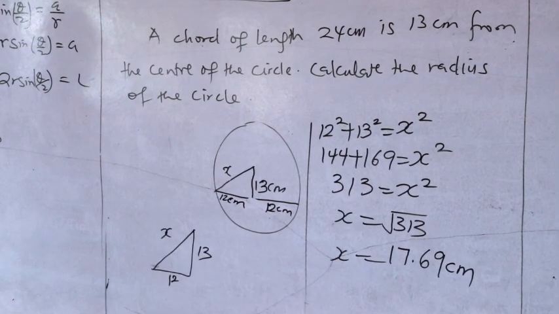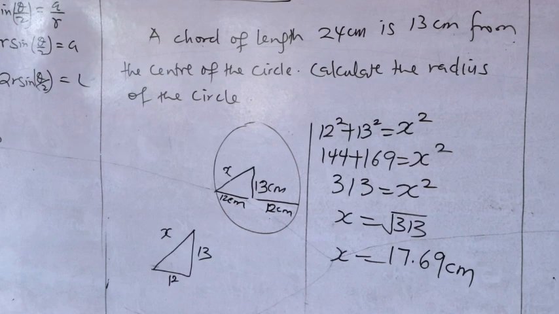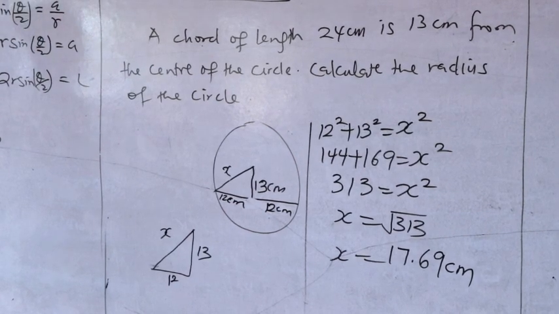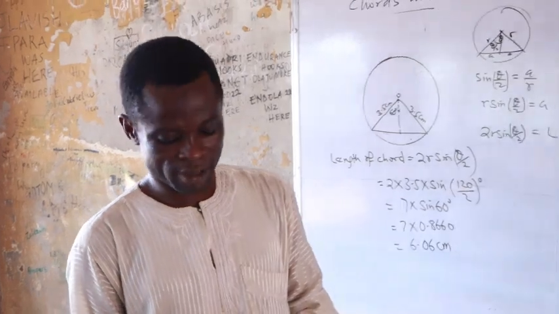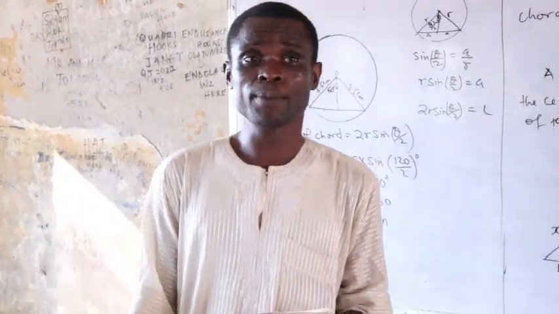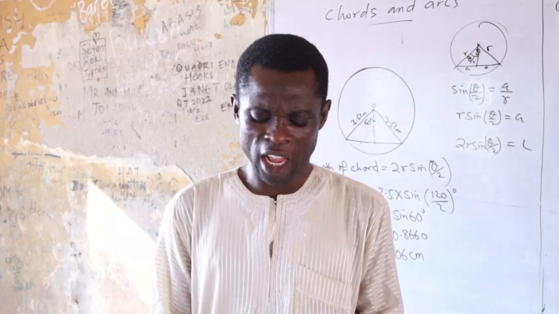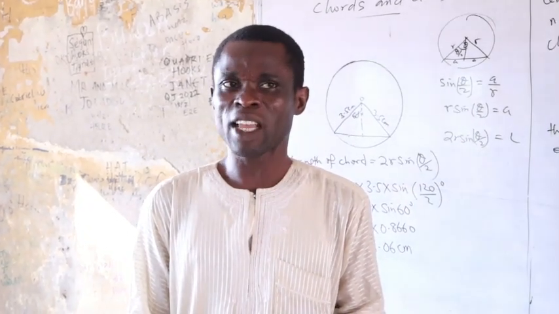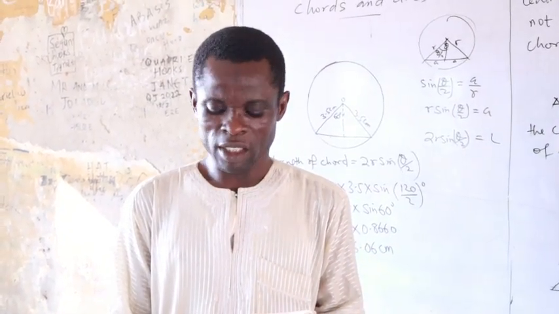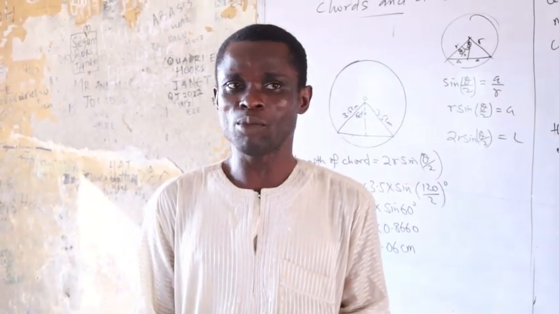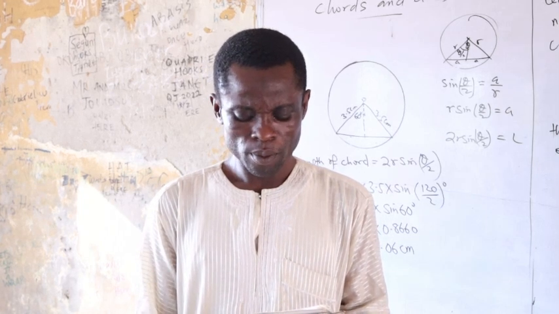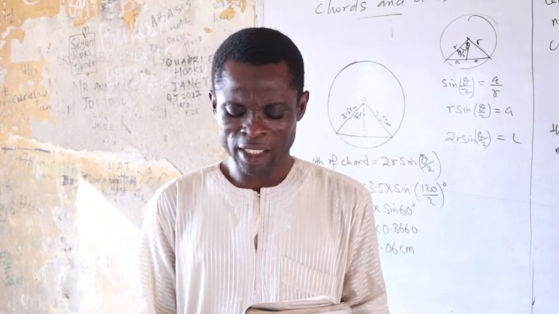Now I also have another question on this topic. Are you ready? Now write the question down. Two circles with centers X and Y intersect at A and B. Full stop.